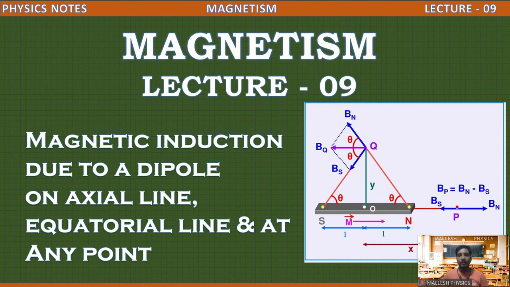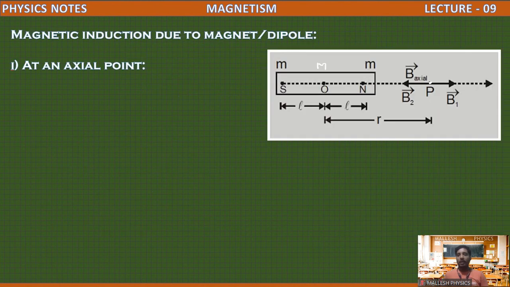Hello dear students, in this lecture we are going to see magnetic induction due to a dipole or bar magnet on the axial line, equatorial line and at any point. Okay, first we will see the axial line.